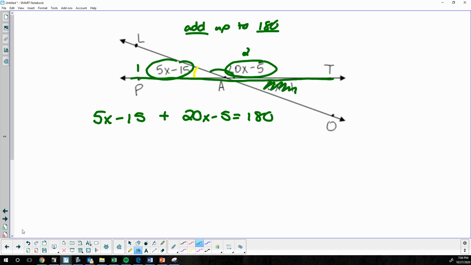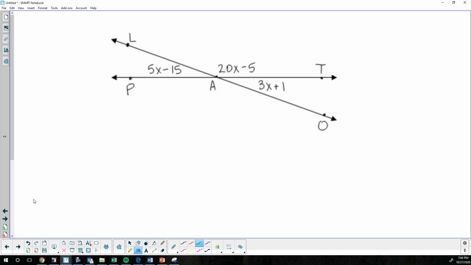All right, now looking at two different angles, same picture, if you were asked, we'll stay with LAP, but now I also want to know about the relationship between LAP and TAO. So now I'm talking about these two angles. This is my angle 1, this is my angle 2. So I could even write them down. 5x minus 15, 3x plus 1. So for the purposes of this problem, this angle is not important. I can get rid of it.